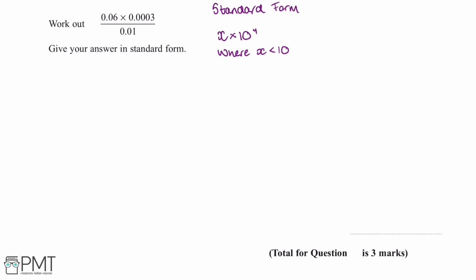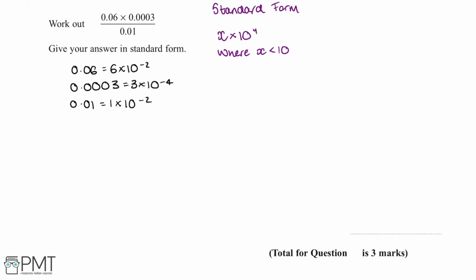So the first thing we can do for this question is convert these numbers into standard form. So 0.06 is equal to 6 times 10 to the negative 2. 0.0003 is equal to 3 times 10 to the negative 4. And 0.01 is equal to 1 times 10 to the negative 2. So what we need to do is substitute these values into the original calculation.